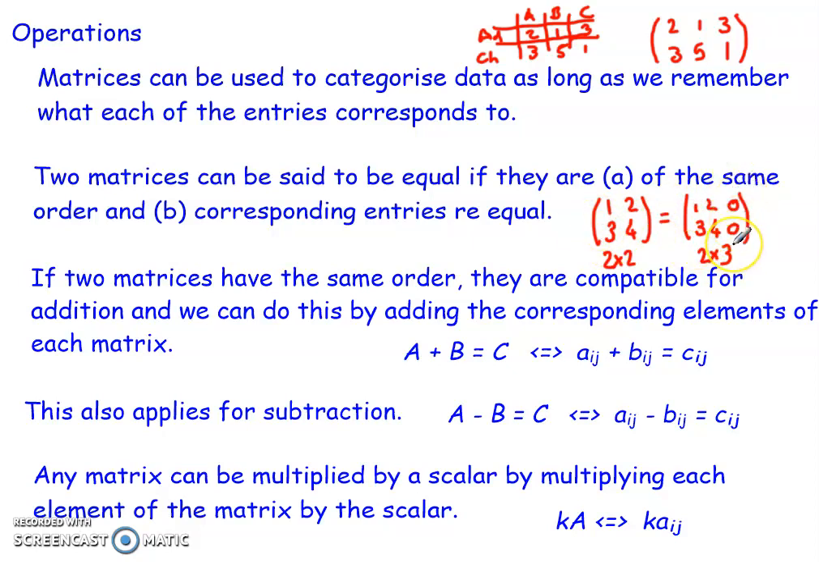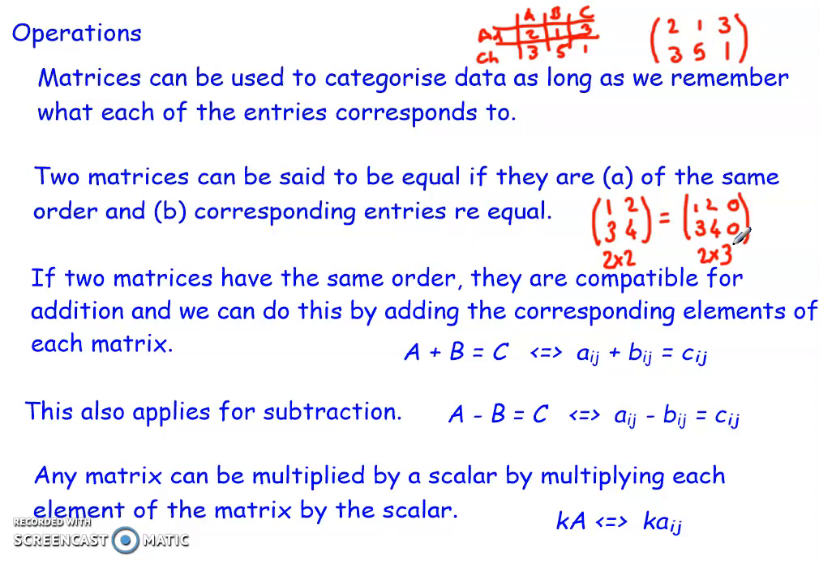This extra column of zeros, because we can't ignore that it's now part of the matrix, means that our two matrices there are no longer equal to each other. Now this is important about matrices having the same order, because if two matrices have the same order, then they're compatible for addition and subtraction.